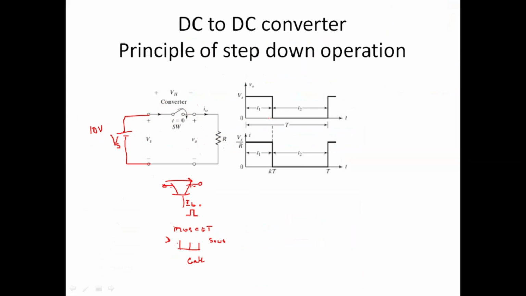Assume that there may be a MOSFET or IGBT or transistor, and it is acting like a switch. The control terminal for a transistor is the base, for a MOSFET it is the gate, and for an IGBT also the gate. So to turn on those switches I am using gate pulses or base currents.